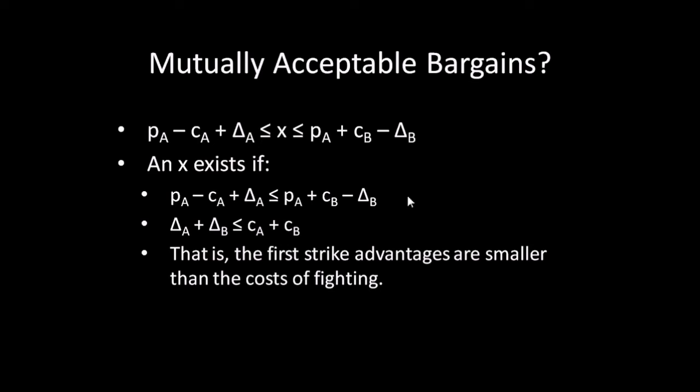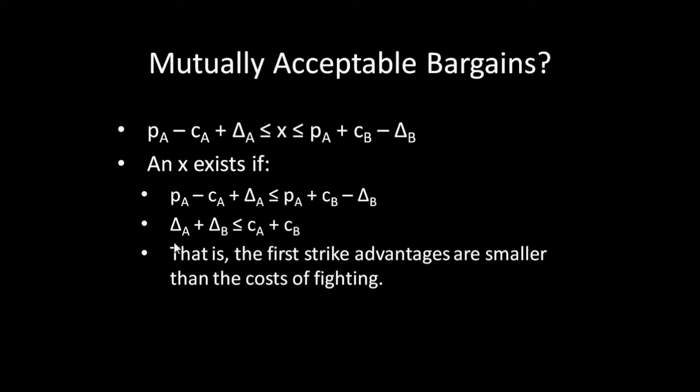And now we can do some simplifying here because we have a PA on both sides. And so we get, as long as delta A plus delta B is less than or equal to the costs of A plus the costs of B, then a mutually preferable bargain does in fact exist. To turn that into English, if the first strike advantages are smaller than the costs of fighting, then a mutually acceptable bargain exists.